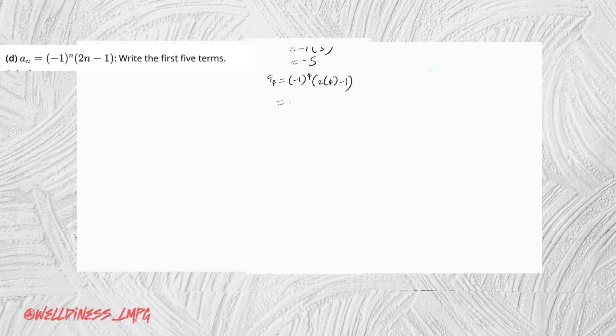Because minus 1 times minus 1 times minus 1 times minus 1 will give you 1. And 2 times 4 will give you 8. 8 minus 1 will give you 7. 7 times 1 will give you 7 as your final answer.